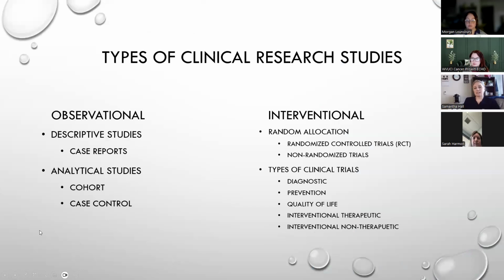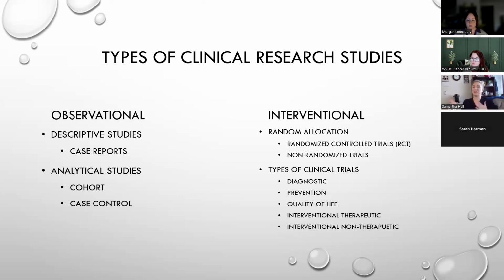So there's different kinds of research studies. There's observational and there's interventional. So observational things are like case reports, which some of us have been a part of. A patient comes in with sort of an interesting presentation or has multiple malignancies at once, and we write that up. So those are descriptive studies. There's analytical studies that are like cohorts or case controls.